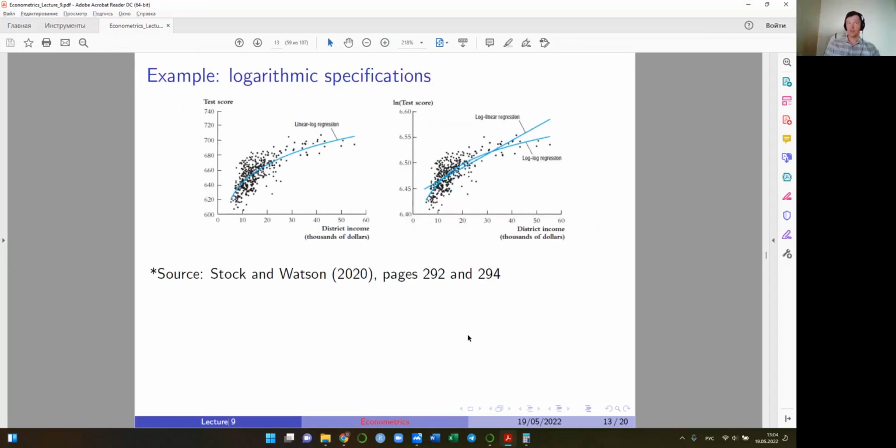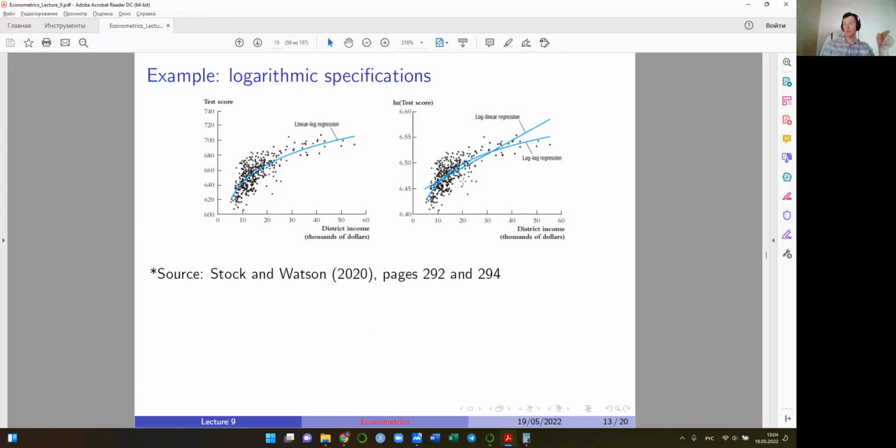Now, if we fit all of these three models to the data, I took these pictures from the book, we see the linear-log regression, when test score is in levels and average income is the logarithm. And you see that now this function does not bend downwards because logarithm cannot decrease, right? Logarithm is an increasing function. This is one feature of this specification.